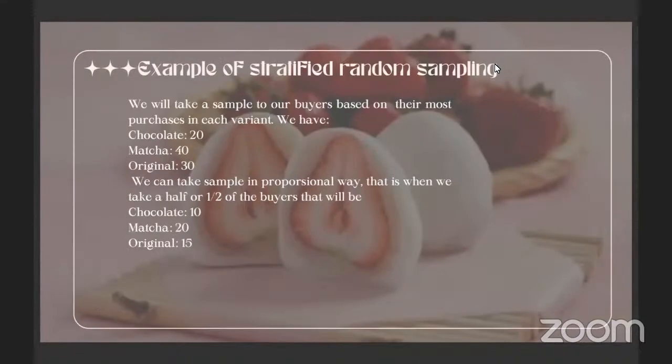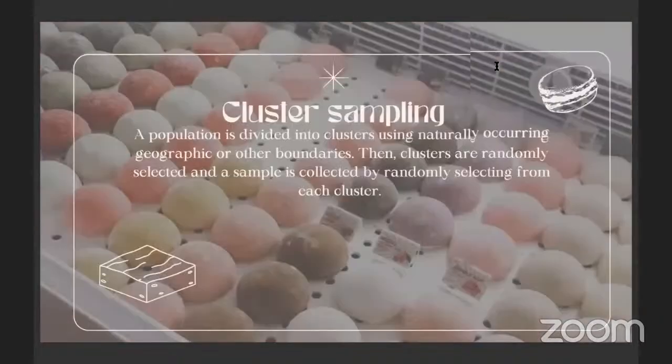For example, we will take a sample of our buyers based on their most purchases in each variant. We have chocolate 20, matcha 40, original 30. We can take the sample in a proportional way. That is, when we take half of the buyers, that will be chocolate 10, matcha 20, and original 15, because this is the proportional way.